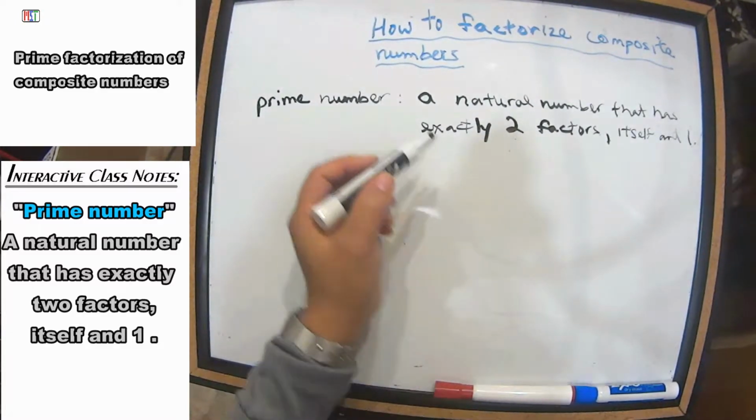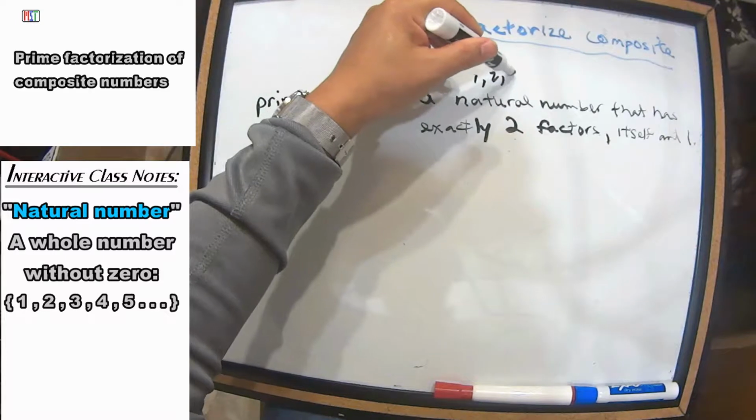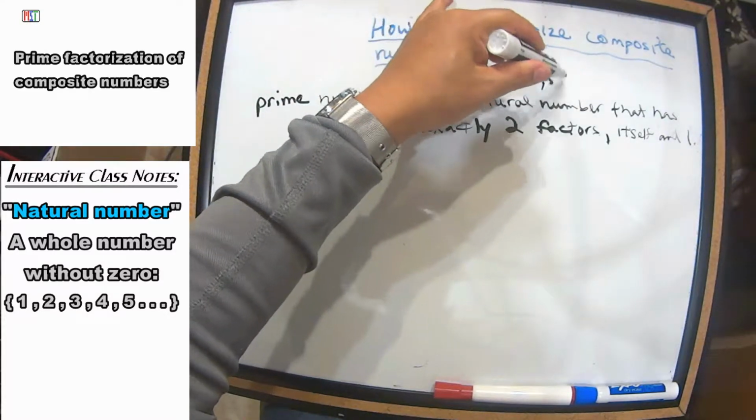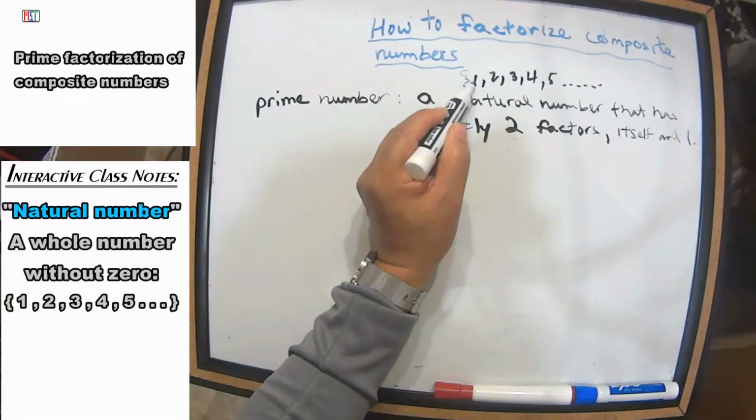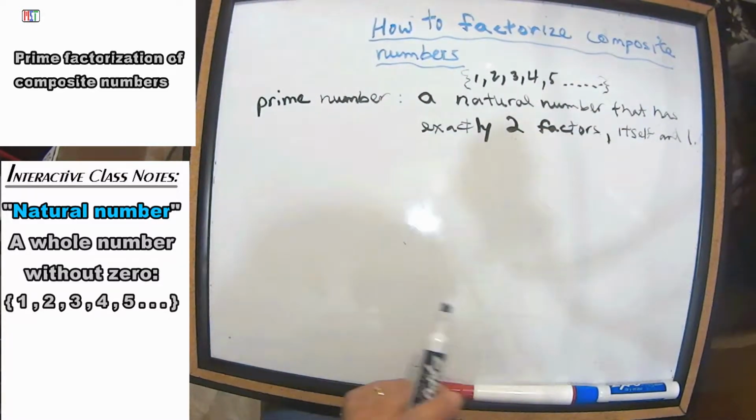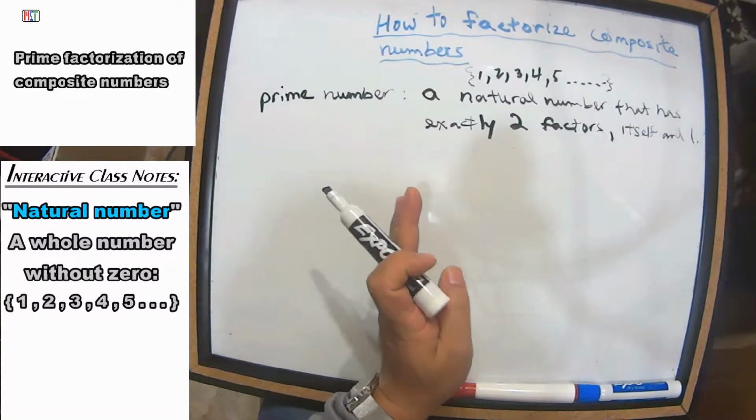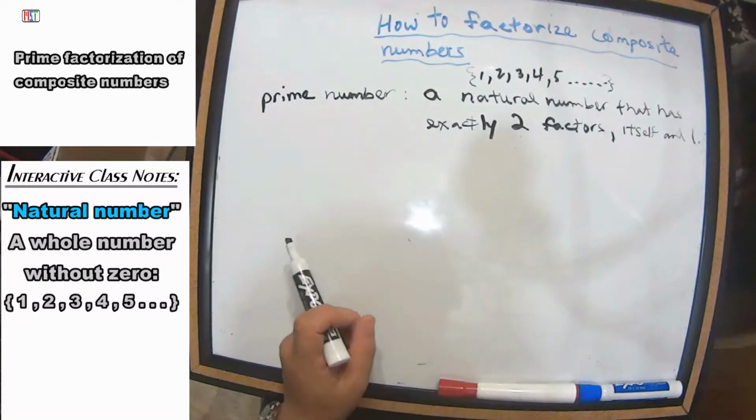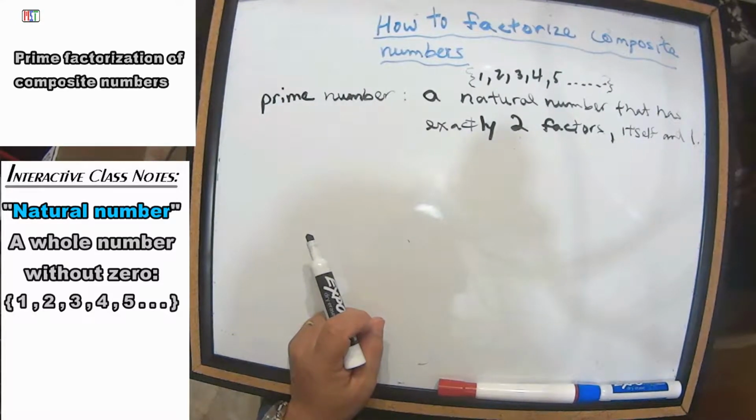Well, a natural number is a whole number other than 0. So for example, 1, 2, 3, 4, 5, and so on and so on. Okay, so that is a natural number here. A set of numbers, a whole number other than 0. So a prime number is a natural number that has exactly two factors, itself and 1.